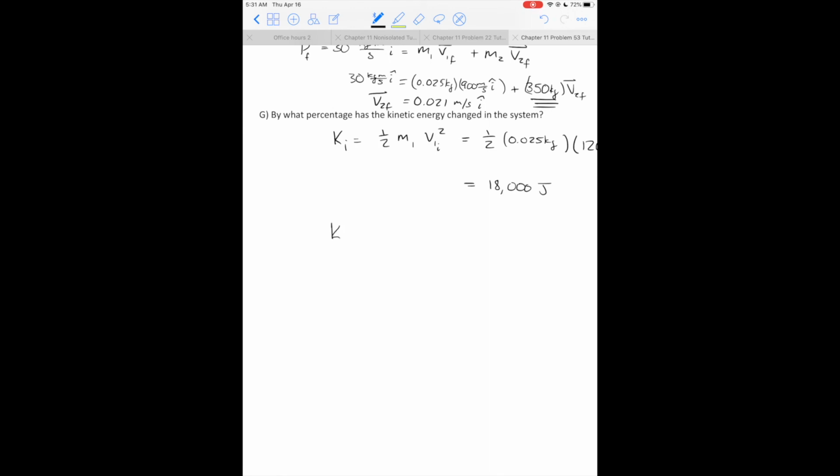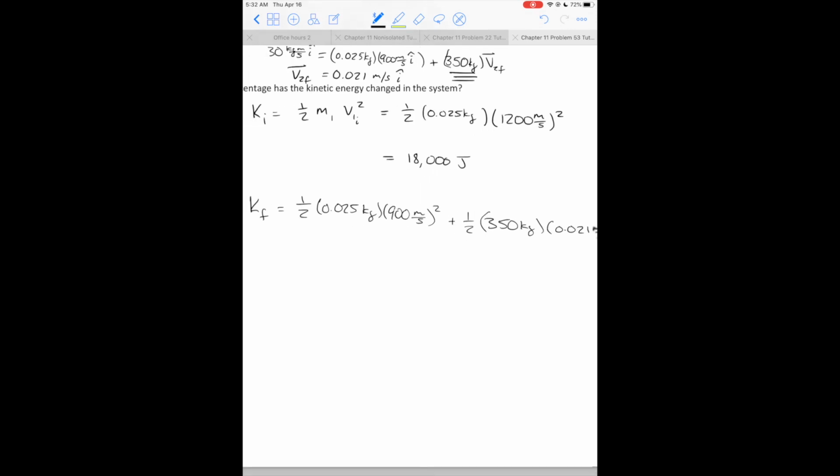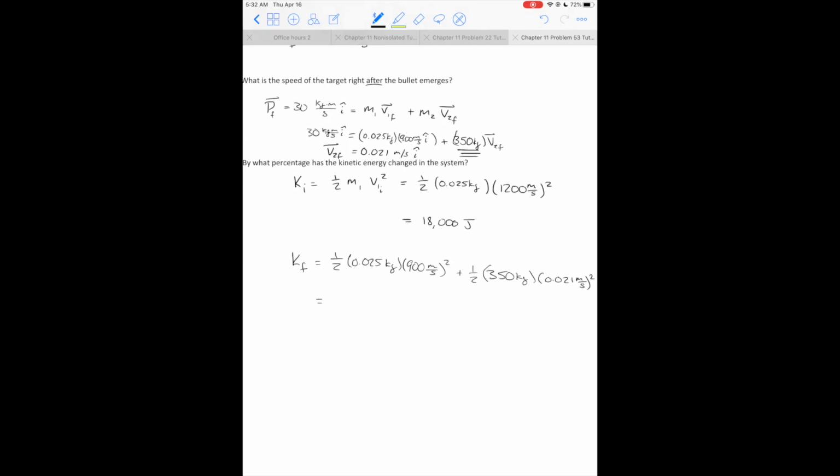So Kf then is 1/2 times 0.025 kilograms times 900 meters per second quantity squared, plus 1/2 times 350 kilograms times that very small number, 0.021 meters per second squared. What does that give me? If I plug that into my calculator, I get 10,125 joules, which is a bit less than 18,000 joules.